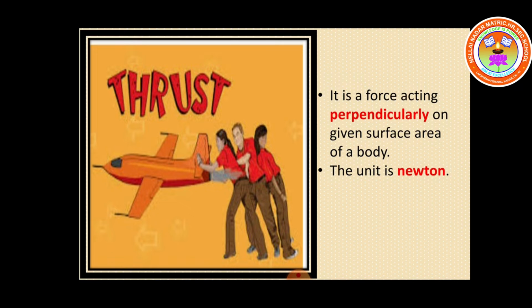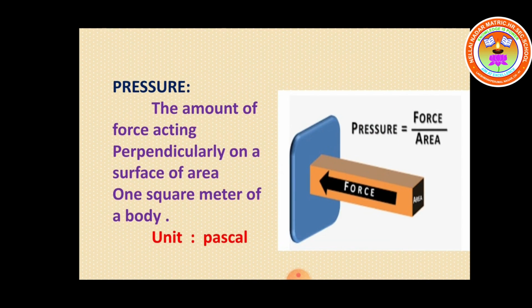Thrust is nothing but a force, but the force is acting perpendicularly on a given surface area of the body. So the force acting perpendicular to the surface area of the body is called thrust. So thrust is nothing but force, and the unit of thrust is also the Newton. It is denoted by capital N.